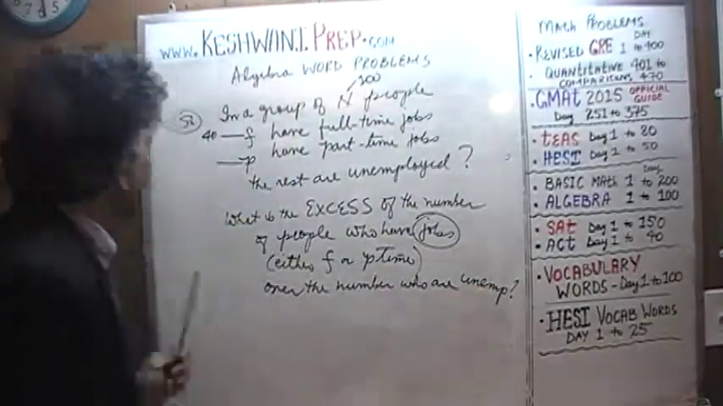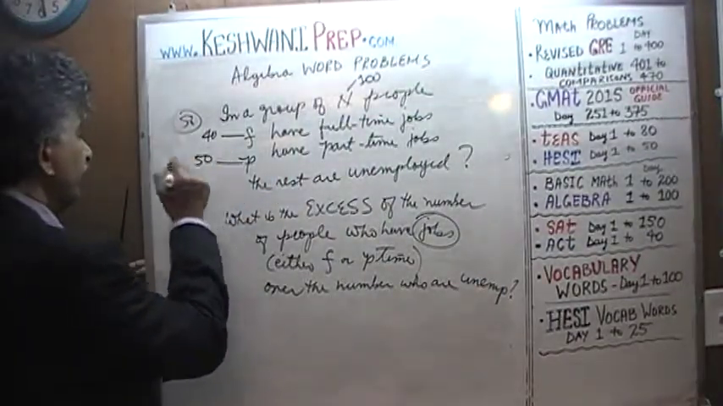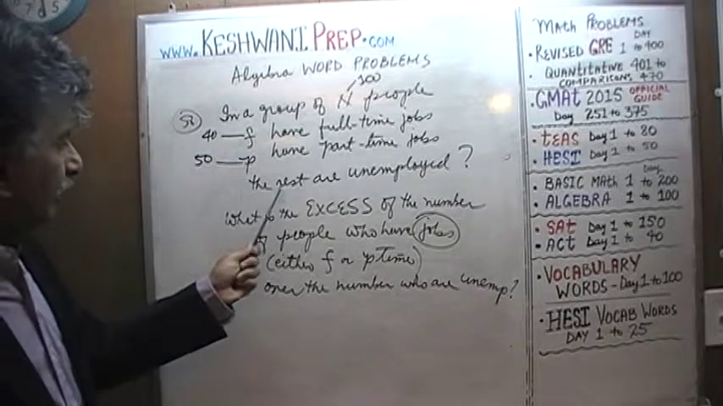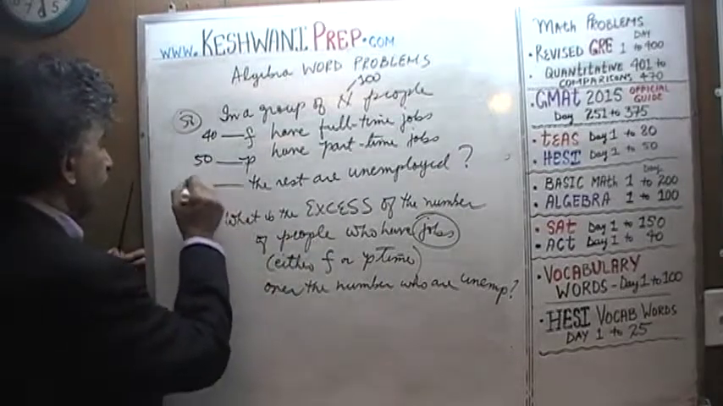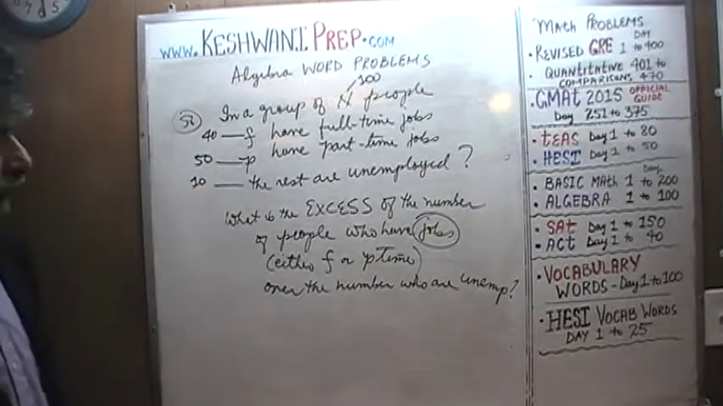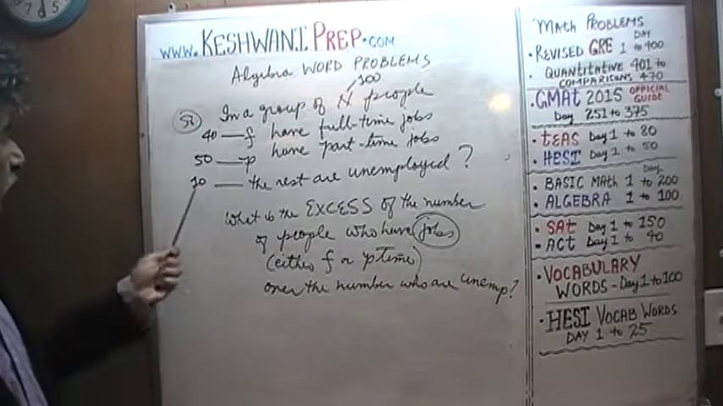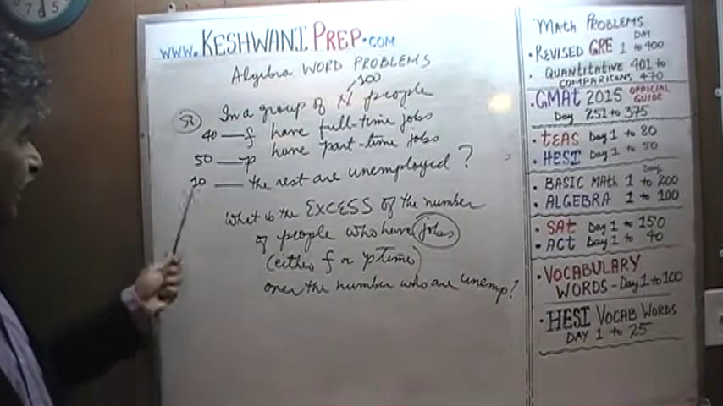So I'm going to plug in a different one. Let's pretend 50 of them have part-time jobs. The rest are unemployed. So 10 of them are unemployed, because 40 plus 50 is 90. 10 of them are unemployed.